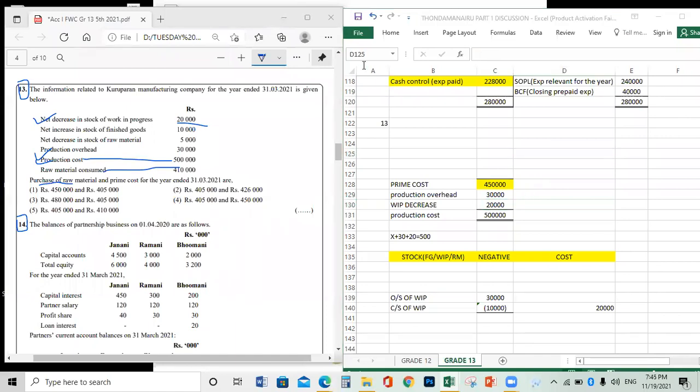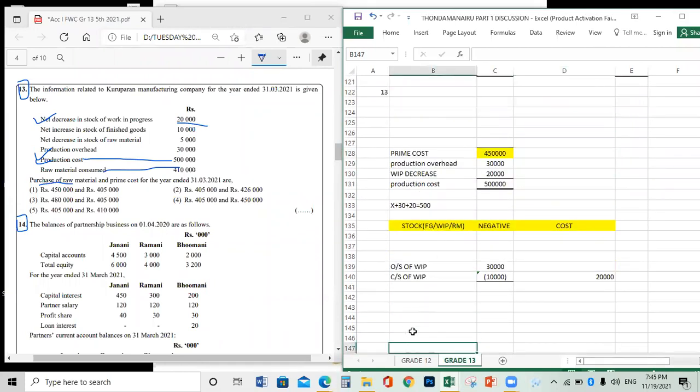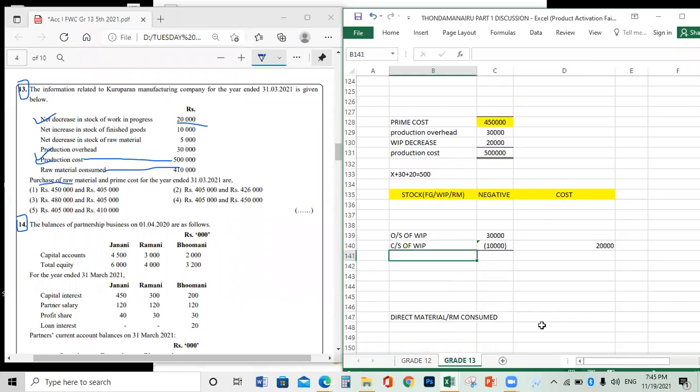Another word for raw material consumed. Very good, direct material. No, not purchase. Raw material consumed, please know the similar terms. Raw material consumed means direct material. So when they say raw material consumed, they are talking about direct material. Direct material and raw material consumed are similar terms. Both are similar terms. So guys, direct material and raw material consumed, they say it's 410,000.